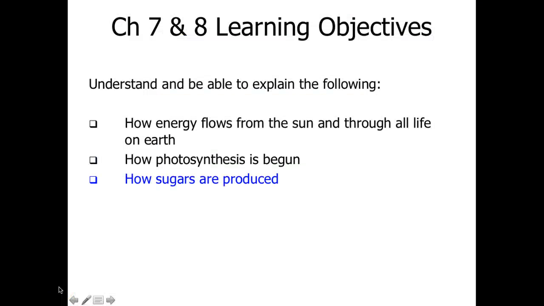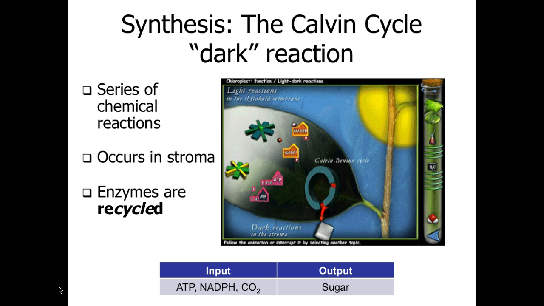The final portion of photosynthesis is the light-independent portion, or the dark reaction, and this is where the sugars are finally produced. So again, the synthesis reaction, the dark reaction, also called the Calvin cycle, is a series of chemical reactions that is fairly complex, but we're just going to look at a simple outline of the processes. And these occur in the stroma, and this is the portion where enzymes are recycled.